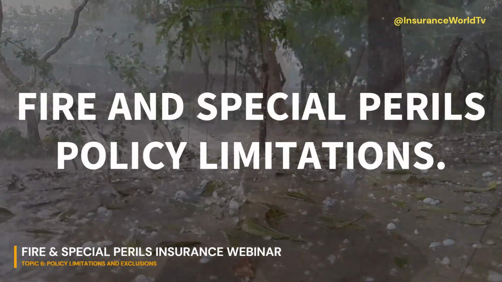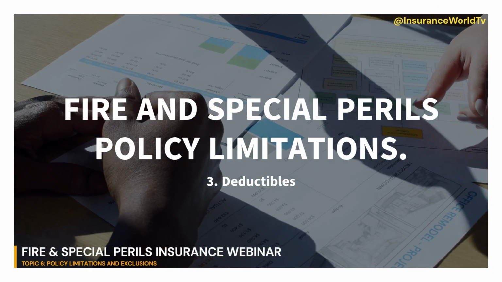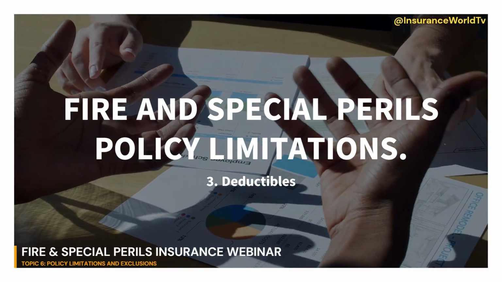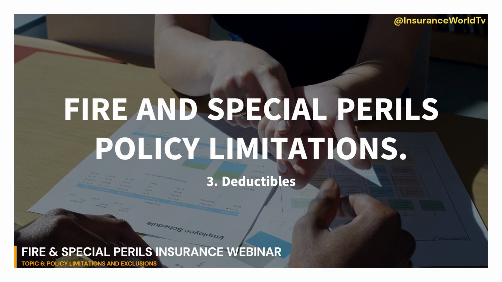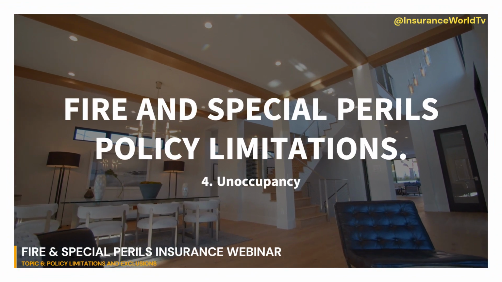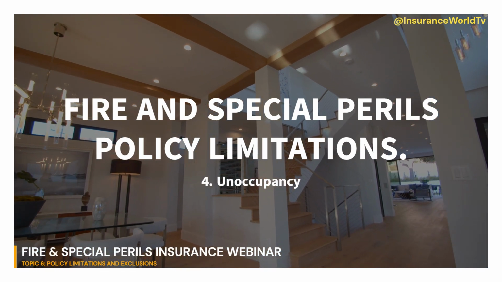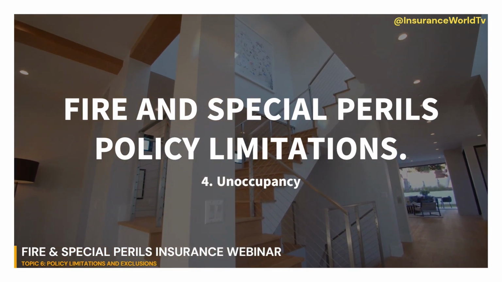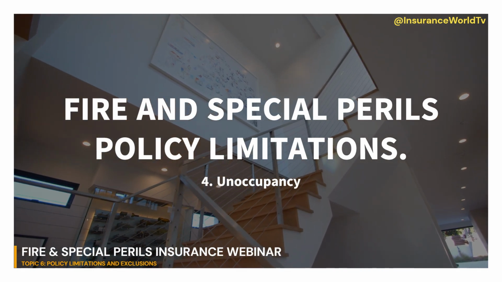needed. 3. Deductibles. Fire and special perils insurance policies often have deductibles, which are the amounts the policyholder must pay out of pocket before the insurance coverage kicks in. Policyholders should review the deductible amounts and choose a level that fits their budget and risk tolerance. 4. Unoccupied or vacant properties. Some policies may have limitations or exclusions for unoccupied or vacant properties. If the insured property is left unoccupied for a certain period, coverage may be restricted or may require additional endorsements.